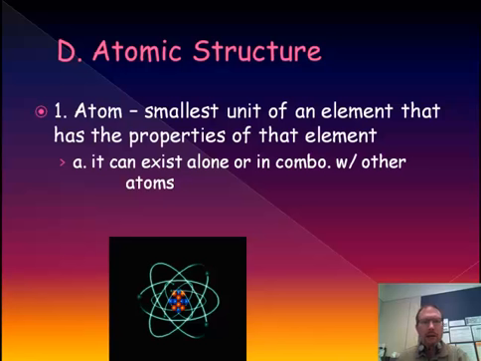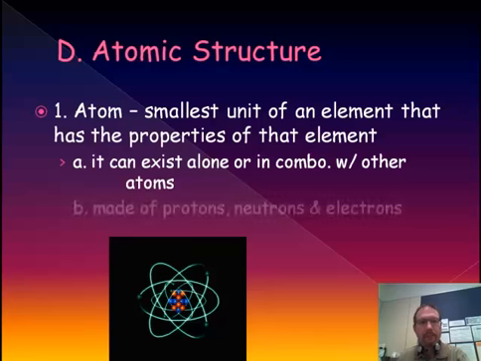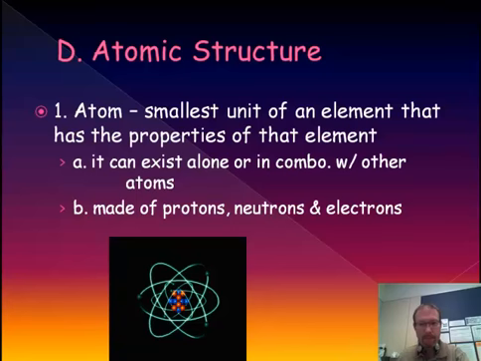Atoms can exist alone. Remember in the last unit we talked about the difference between pure substances versus mixtures. Pure substance, you can either have an element, which would be an atom of a certain kind alone. You can also have compounds where you have two or more atoms joined together chemically. They are made up of, at the level that we're going to be studying anyway, protons and neutrons in the nucleus and electrons whirling around the outside.